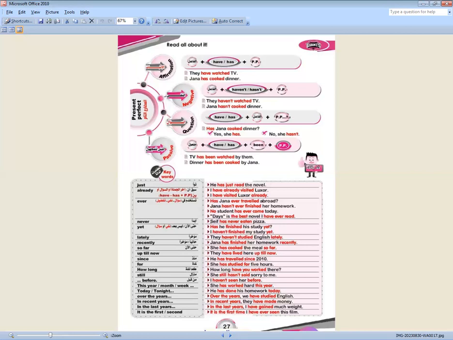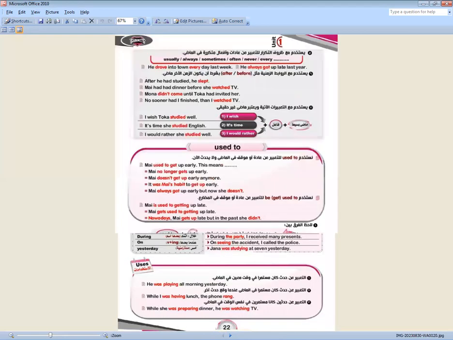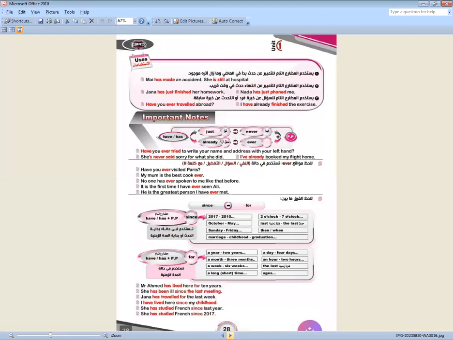The next one is the last one. The usages of the present perfect. We use the present perfect to express an action started in the past and it is still continuous till now, or maybe you can see the result of this verb in the present. May has had an accident. So what's the result, or what's the thing that I can see in the present? She is still at the hospital, and this is the result of the action that happened.